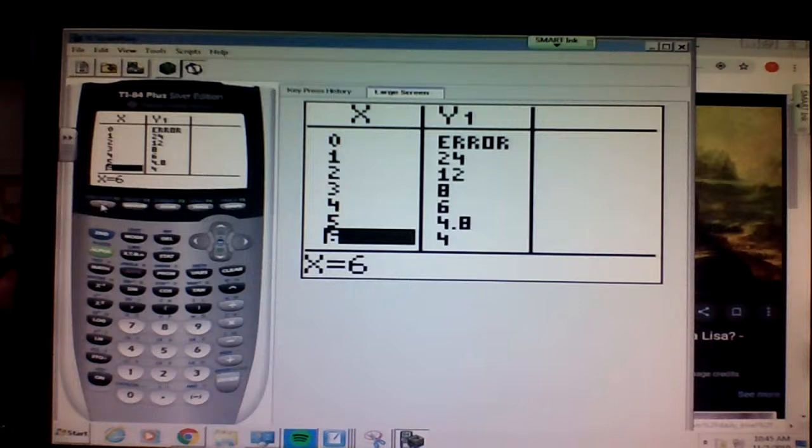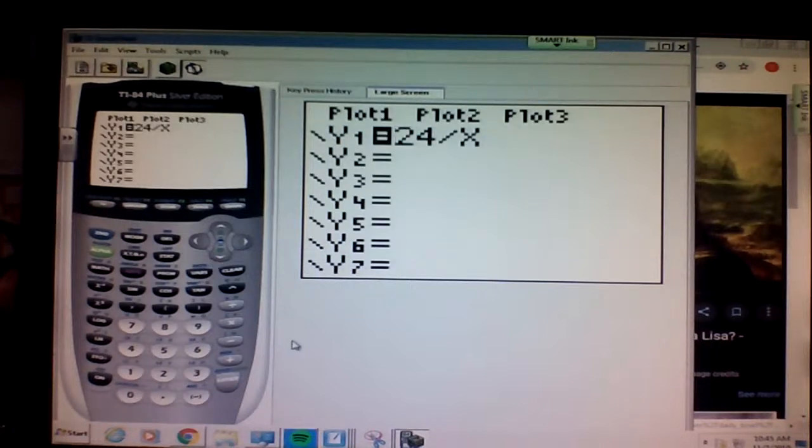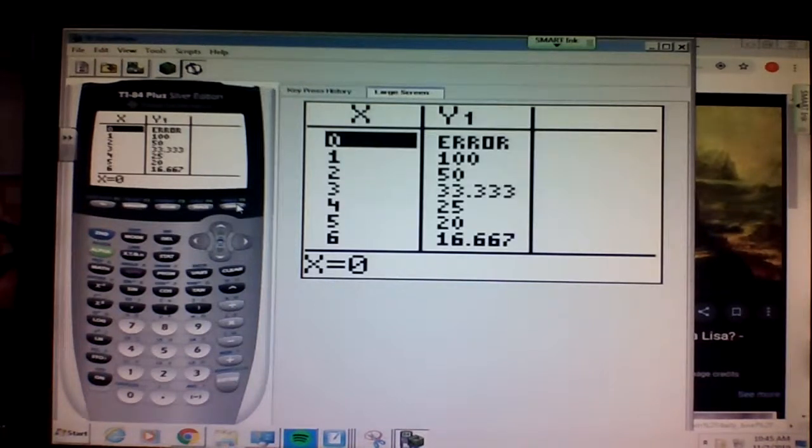Okay, so my next one. I'm trying to find factors of 100. So go to y equals and put in 100 divided by x. And then go to your table. Got 100. So my factors of 100 are 1 and 100, 2 and 50. We're going to skip 3 because they're not whole numbers.